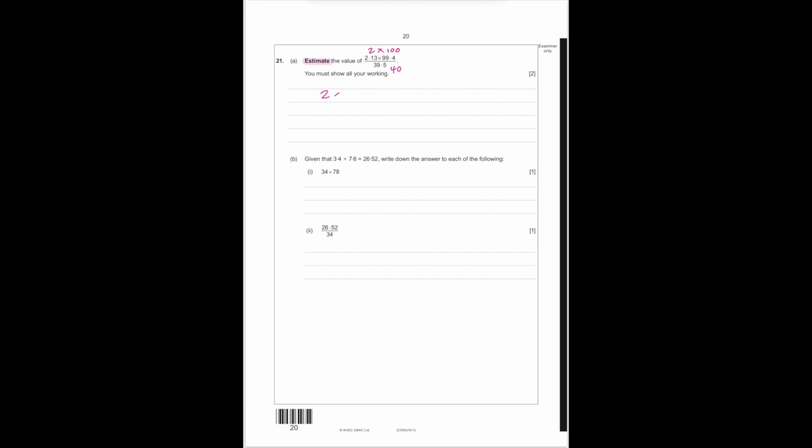So let's rewrite that. 2 times 100 divided by 40. Your first mark is rounding everything to the one significant figure, so to make it an easier number to work with. Let's evaluate the top. 2 times 100 is 200, and then we're doing 200 divided by 40. Well, I can divide top and bottom by 10, so what I'm actually doing is 20 divided by 4, which is 5. So 5 is my estimate.